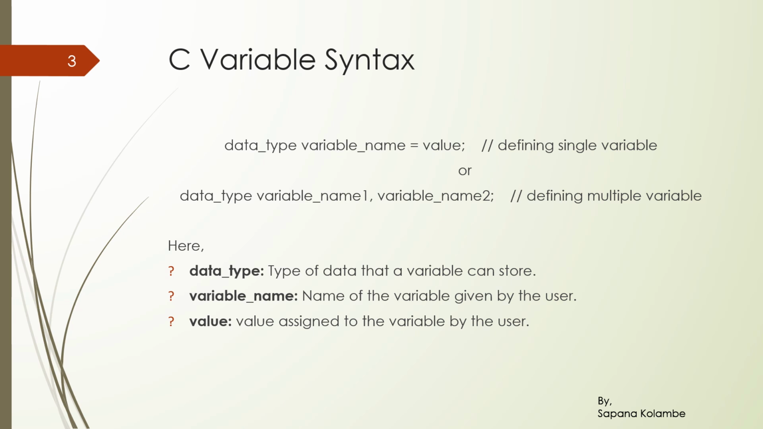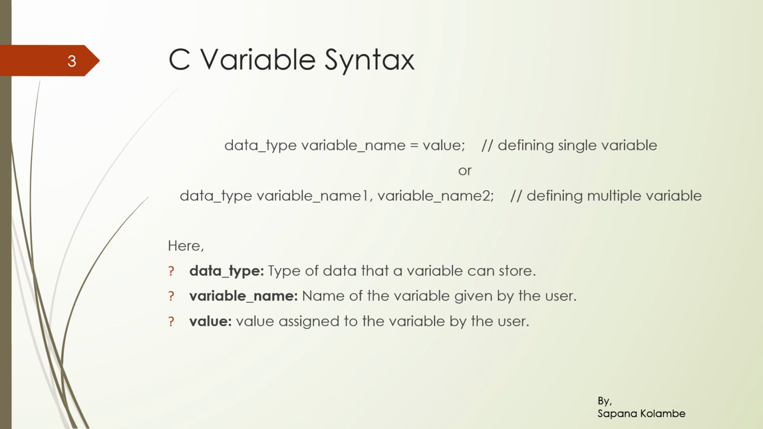The syntax of a variable is like this: first you have to declare the variable. The simple parameters to declare a variable in the C programming language are: first you type the data type and the variable name, and then equal to, you give the value. So this is defining a single variable along with the declaration.